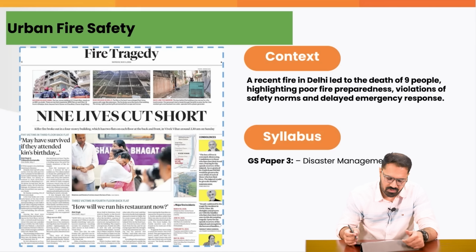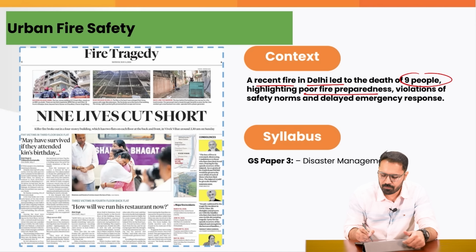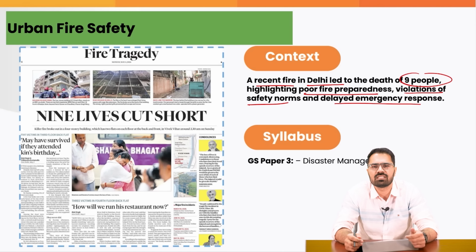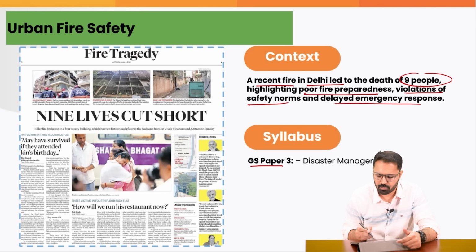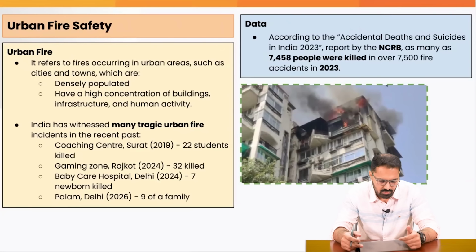So in this context, we will see the first topic, which will be regarding the recent fires in Delhi, which led to death of 9 people, highlighting poor fire preparedness, violation of safety norms, and delayed emergency response. In this regard, we will see what is required in our urban areas for urban fire safety. Now, this topic is important for your GS Paper 3 disaster management. Fine. So what is urban fire?